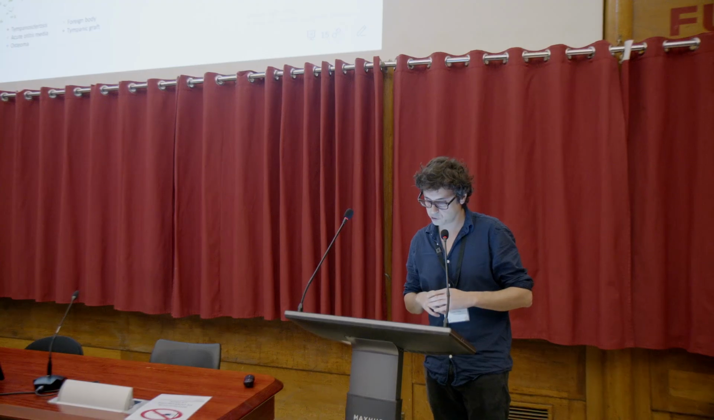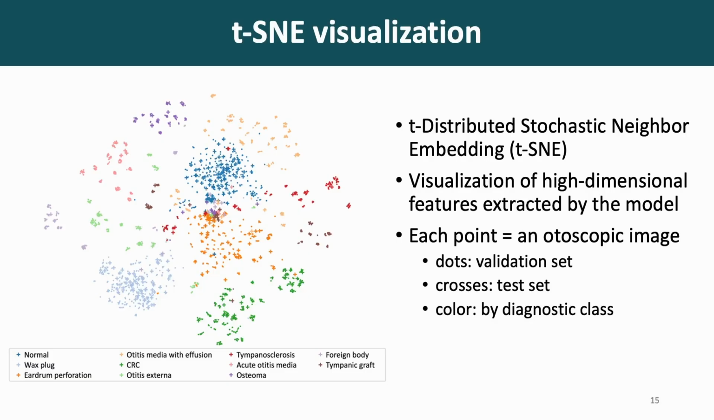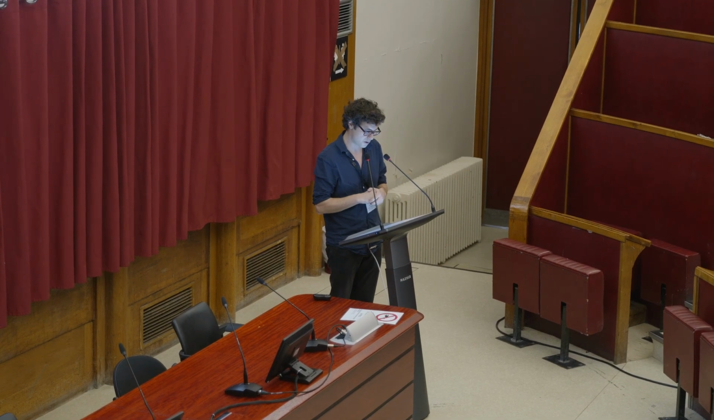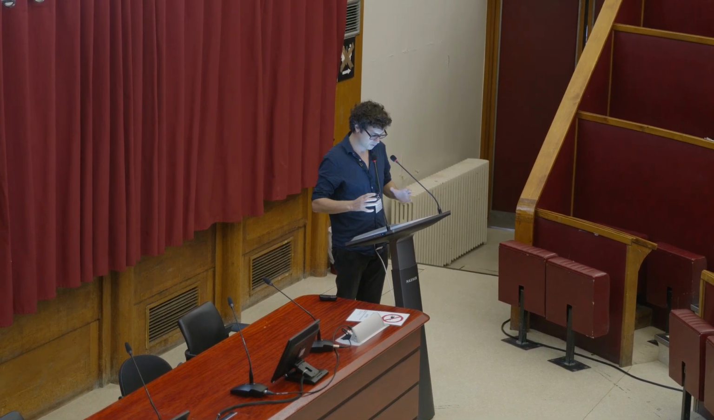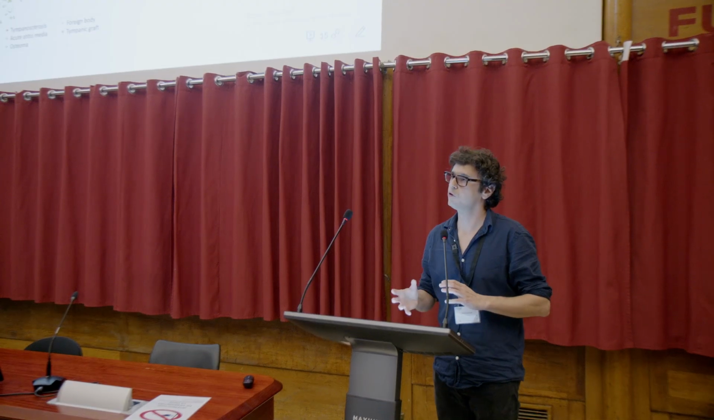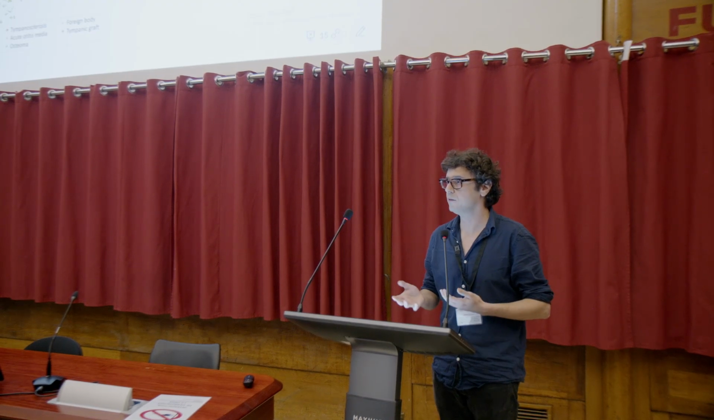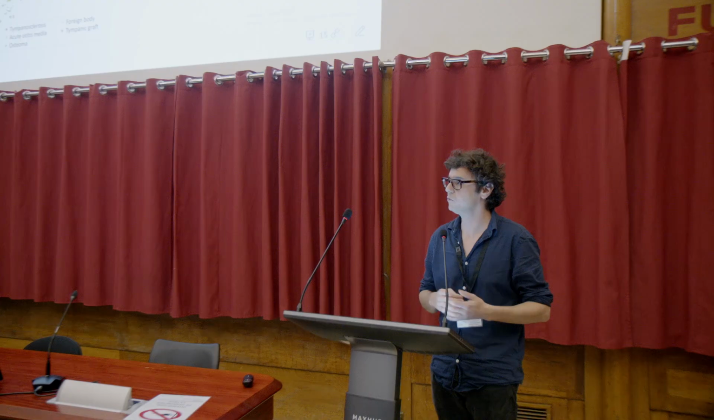This is another approach that is called T-distributed stochastic neighbor embedding. It's a visualization of high-dimensional features extracted by the model. So it's a kind of clustering, just to see how the model clusters the images together or not. And as you can see, for some categories the clustering was very strong, but for some other categories there was overlap, and this is reflected in the poor accuracy for some categories.